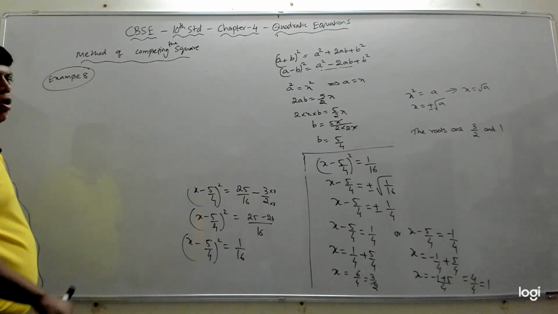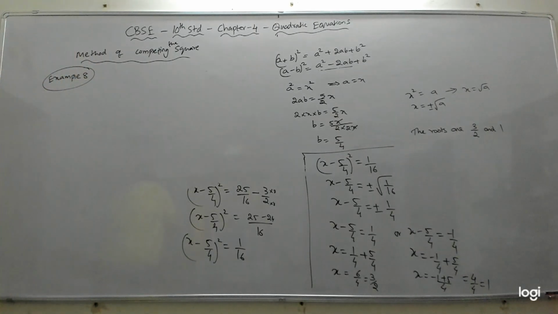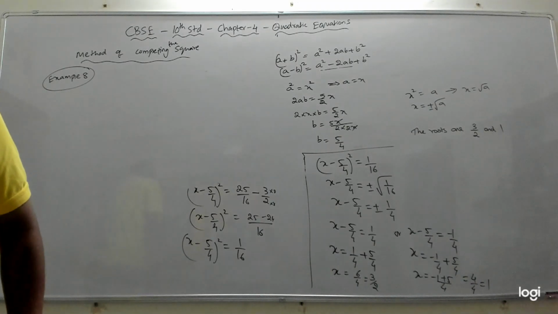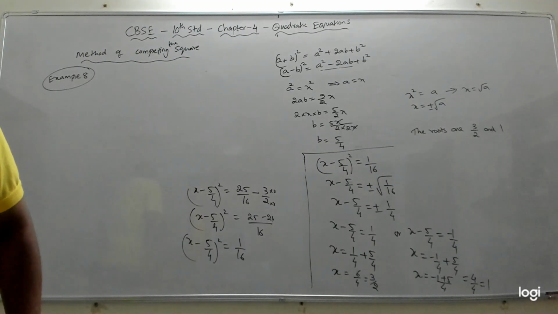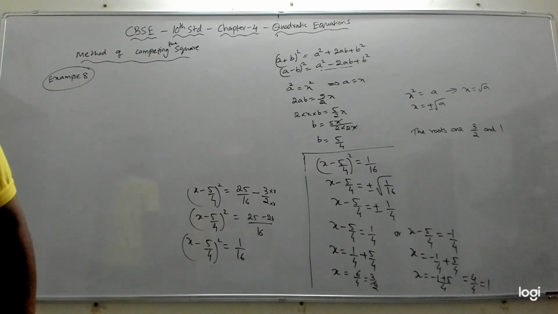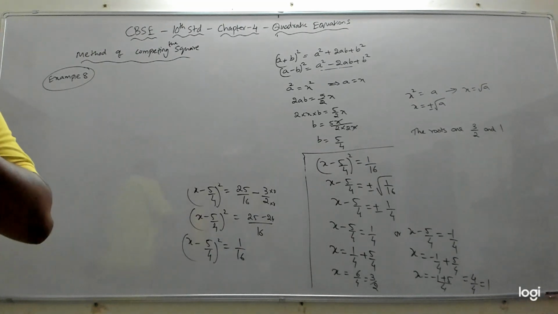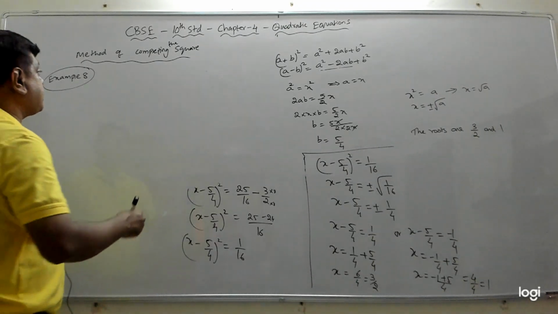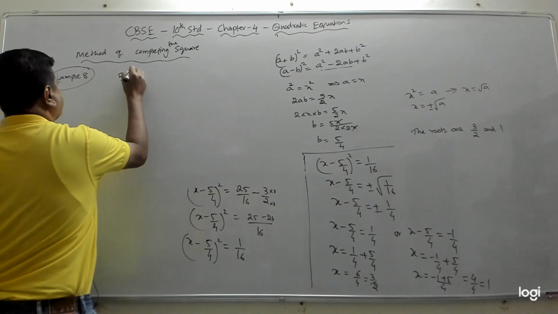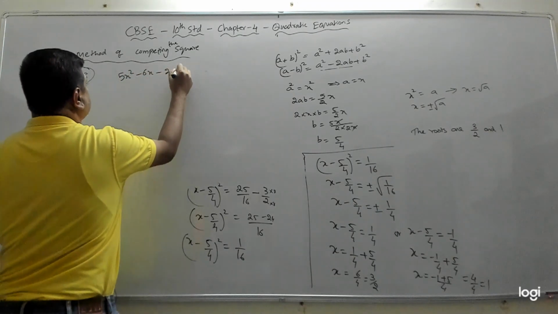We have to solve again example 8. I am on the next page, which is page number 81. After example 7, we are doing example 8. Find the roots of the equation 5x square minus 6x minus 2 equal to 0 by the method of completing the squares.